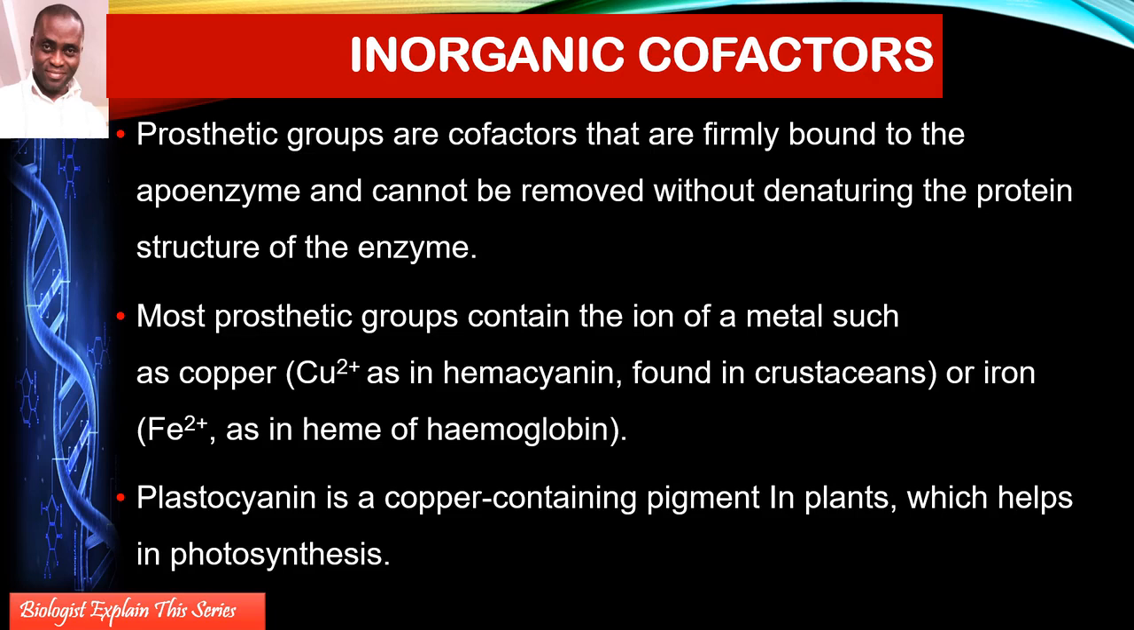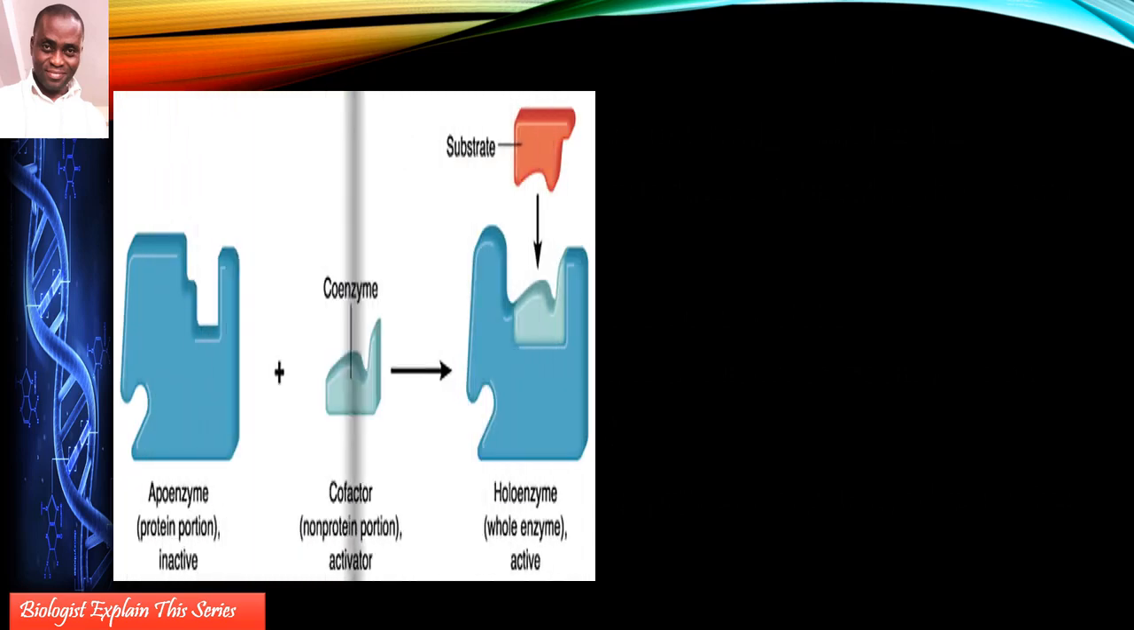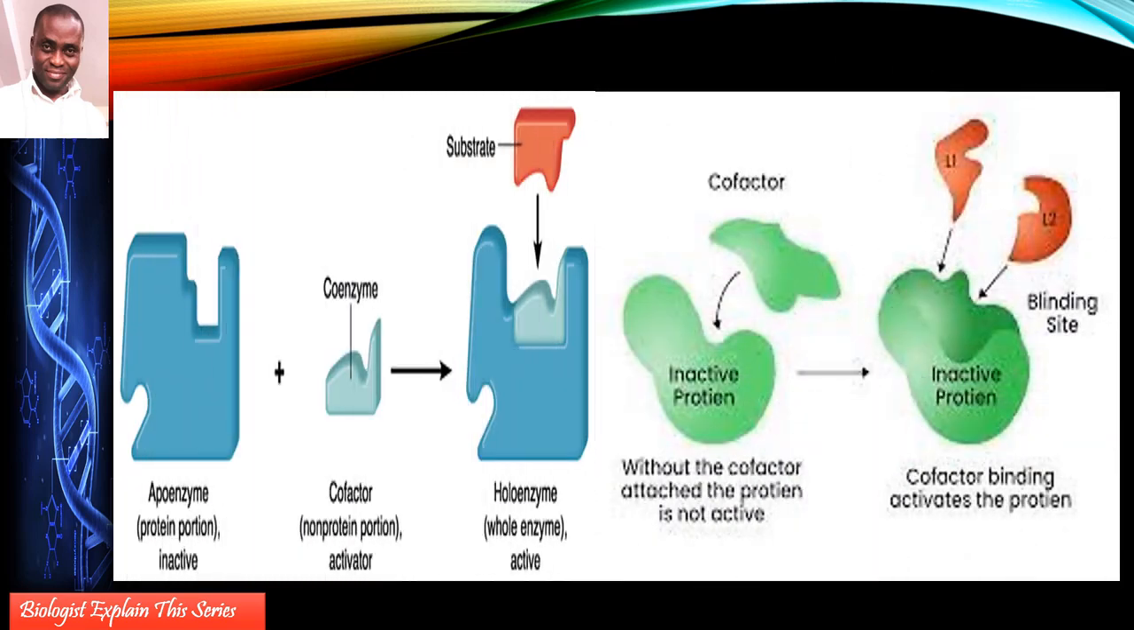And there's a particular molecule that you find in plants. Since we are discussing cofactors that contain ions, plastocyanin is a copper-containing pigment in plants, and it's very important in the process of photosynthesis. So just look at these two diagrams, very vivid, clear and informative, trying to show the way cofactors aid enzyme activity.